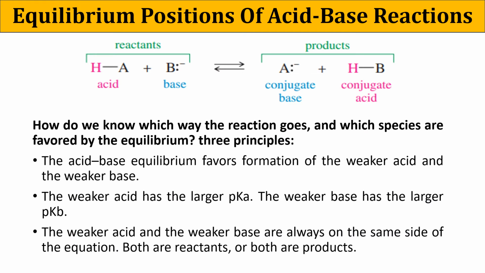Equilibrium position of acid and base reaction. How do we know which way the reaction goes and which species are favored by equilibrium? We decide this by using three principles. The acid-base equilibrium favors formation of the weaker acid and weaker base. The weaker acid has a larger pKa and the weaker base has a larger pKb. And the third one is that the weaker acid and weaker base are always on the same side of the equation. Both are reactants or both are products.